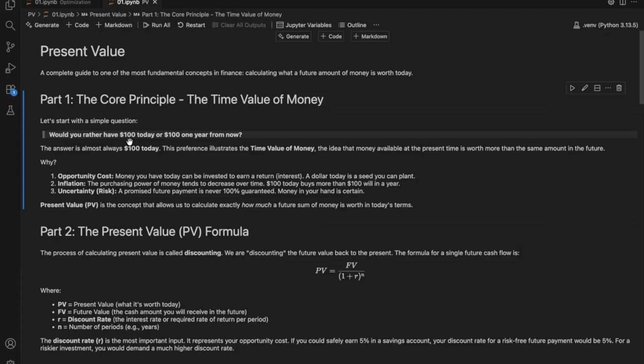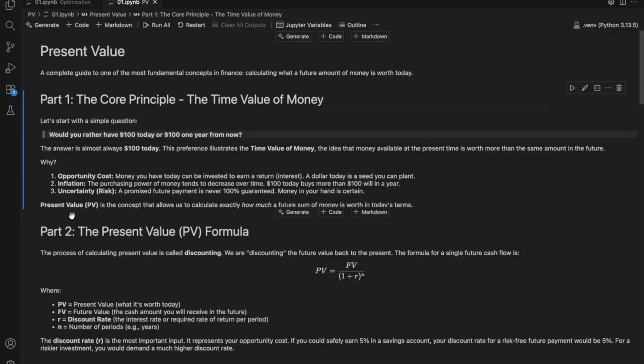There are three key reasons for this. The first one is opportunity cost. Money you have today can be invested. A dollar today is like a seed you can plant to grow more money. The next reason is inflation. Over time, prices tend to rise, meaning the purchasing power of your money decreases. $100 buys more today than it will next year. And the last reason is uncertainty. A promise of money in the future isn't a guarantee. Money in your hand is certain.